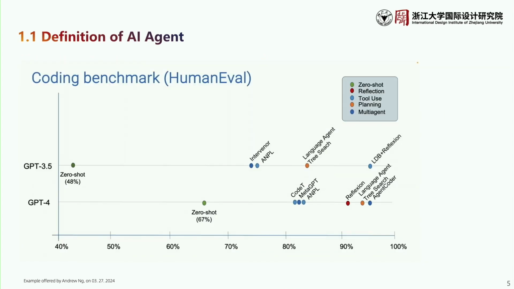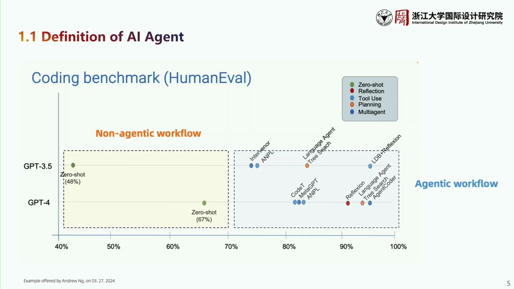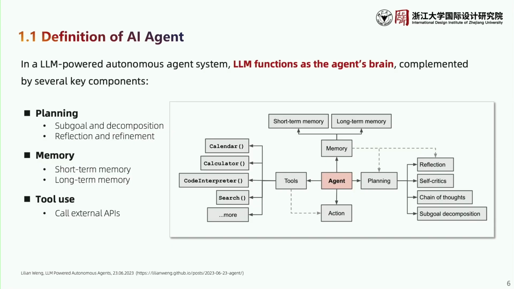Of course, the performance of the agentic workflow is pretty good. This task is coding, and compared with the non-agentic workflow, it performs much better. Even when we use GPT-3.5, it's still better than GPT-4. Okay, so AI agent is pretty good.